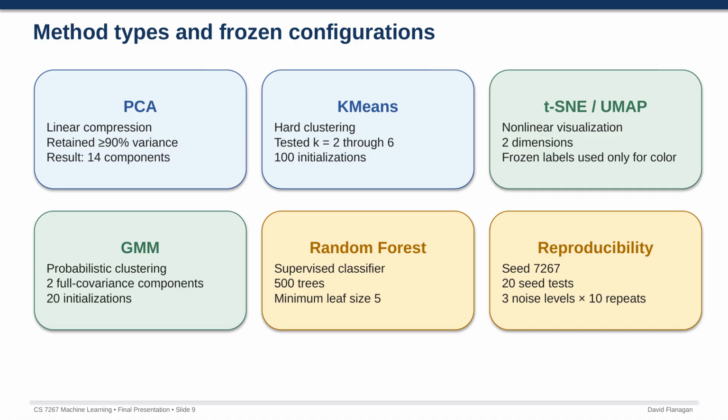UMAP used 30 neighbors. GMM used 2 flexible shared probability groups and 20 starting attempts. Random Forest used 500 decision trees. These settings are called hyperparameters because they control how a method works. The seed 7267 gave the random parts of the programs the same starting instructions each time.